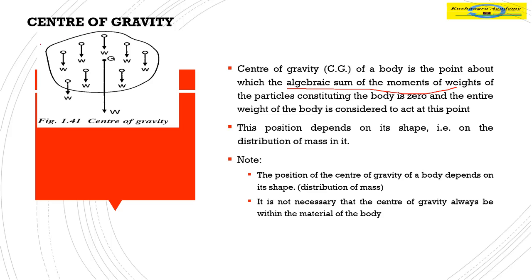Let's see this as a body. Okay, so consider that this body is having these weights. This will be distributed throughout the body, but for simplicity we are considering that this body has only these weights. Now, center of gravity is a point here G about which all the moments of the weight of the particle is zero. About this point, what is the moment of weight of the particle at this point?